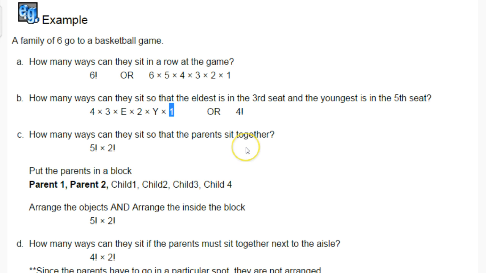Now, assuming the parents sit together, how many do you have in that case? Well, the parents behave as a block, so they're one of the objects. But the parents themselves can sit on either side of each other. So they may be in a block, one object out of 6, but that object still has different possible permutations. So in this case, you've got 5 different objects, effectively, but the one object has 2 possibilities. So it's 5 factorial times 2 factorial.